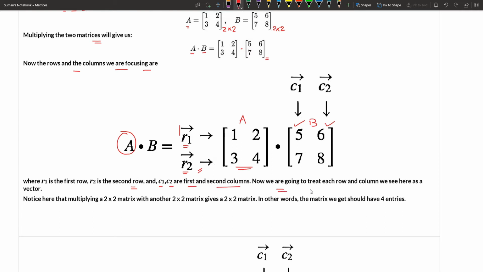Now we are going to treat each row and column we see here as a vector. That means we are treating 1, 2 as a vector, 3, 4 as another vector, 5, 7 as one vector, and 6, 8 as another vector.